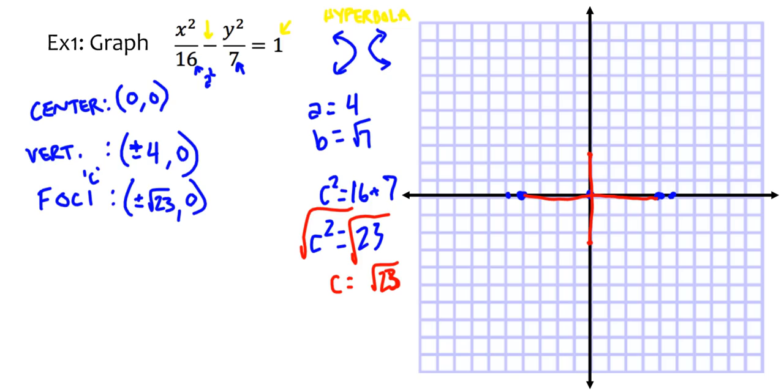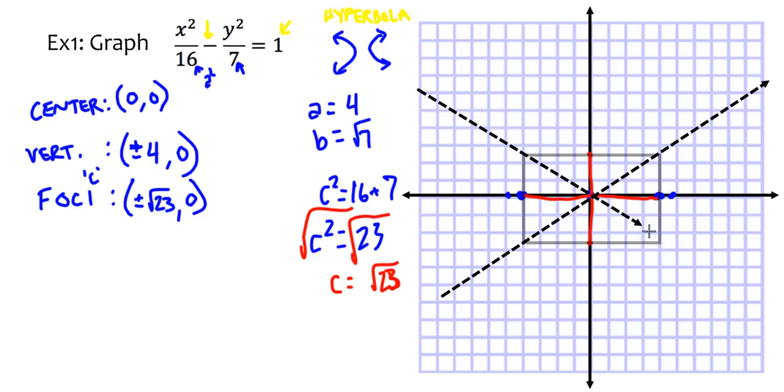Then I'm going to imagine our rectangle that goes through the endpoints of both of our axes. So there's our rectangle. Let's maybe make that not so prominent. Okay, and now I want the diagonals that go through there. Okay, so this will give me a good idea as to what my hyperbola will look like.